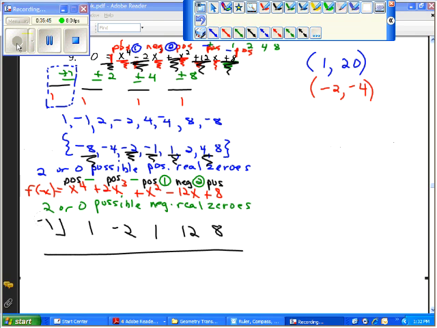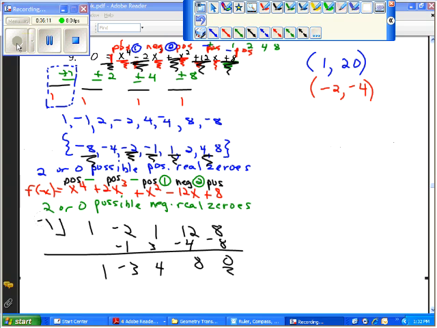Now we're trying this one. And so we bring down 1. We multiply 1. We add negative 3. We multiply positive 3. We add positive 4. We multiply negative 4. We add positive 8. We multiply negative 8. We add and get a 0, and we got a hit. Yay.